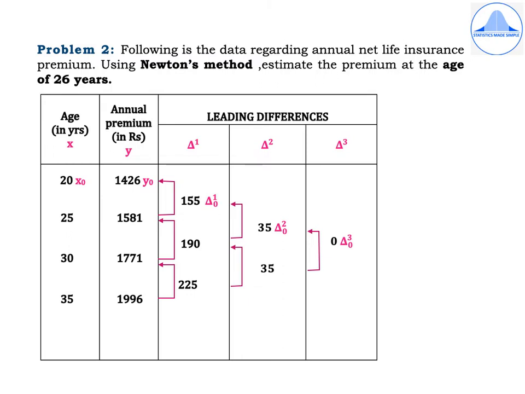Next, find out delta square. Delta squared is nothing but the differences of the previous column. So 190 minus 155 gives us 35, which is denoted by delta naught square. And 225 minus 190 gives us 35. And now to find out delta cubed, it is nothing but the difference of the delta square column values, that is 35 minus 35 is equal to 0, and denote 0 as delta naught cubed.